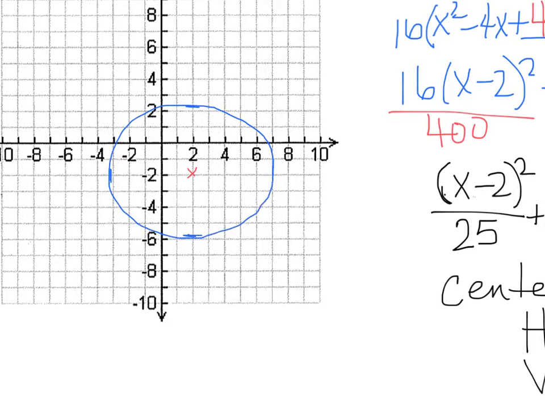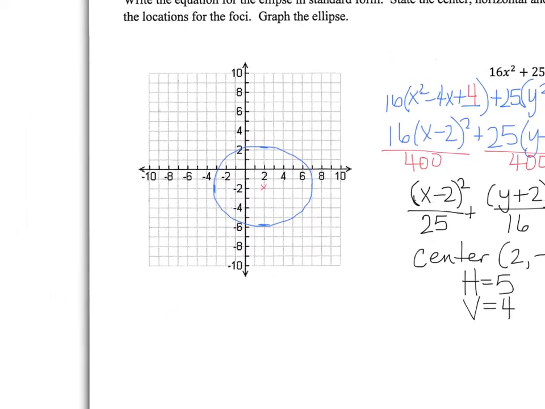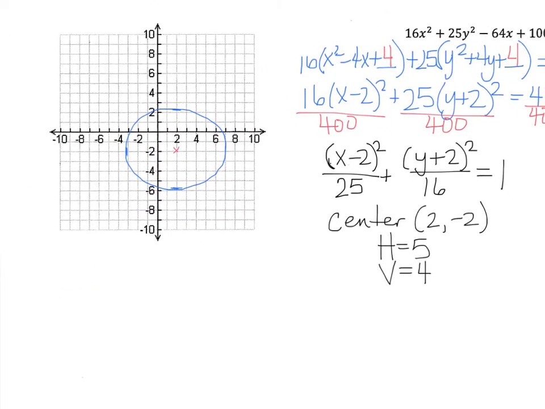We've graphed it. The last part are the foci. That's the fun part. We have a focal formula to use. It's based on the original denominators of 25 and 16. We need to use the formula that the foci are located at plus or minus the square root of a squared minus b squared. 25 is a squared. It's always the bigger denominator. 16 is your b squared.